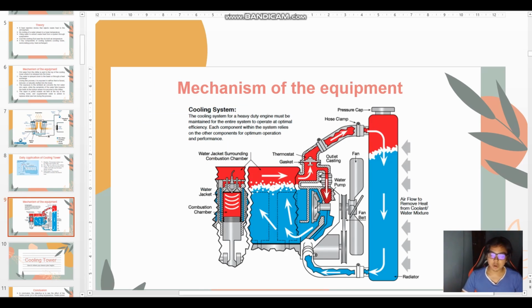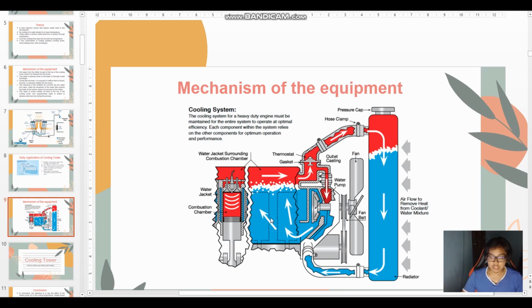The mechanism of the equipment. First, when we start our car, the water pump runs and the cold water in the water jacket circulates from the water jacket to here at the bypass and goes to the inlet of the water pump. The water in the water jacket circulates to make sure the cold water absorbs heat from the combustion chamber.